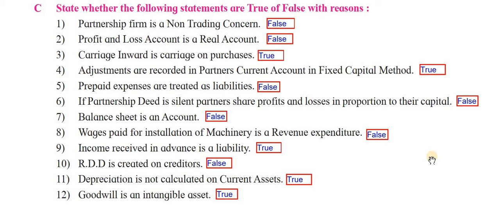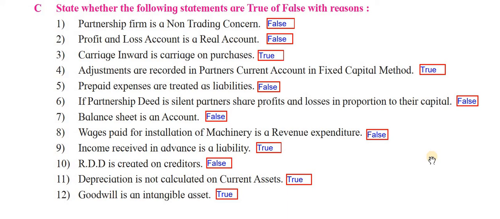Let's go to the next children, that is state whether the following statements are true or false with reasons. First, partnership firm is a non-trading concern. Now you know students, it is false because partnership is a trading concern ना. Definitely वहां पर partnership firm है तो buying selling होता है तो obviously it is a trading firm, है ना, और trading concern आप बोल सकते हो.